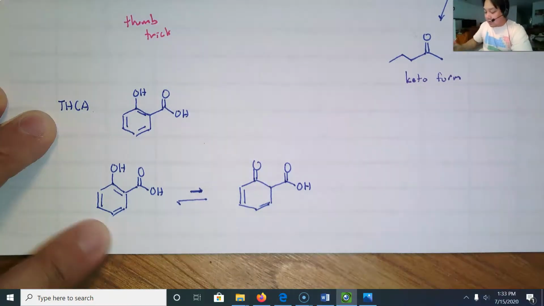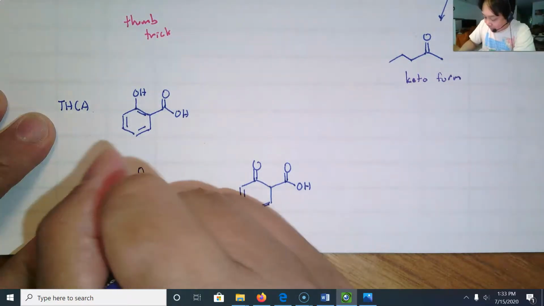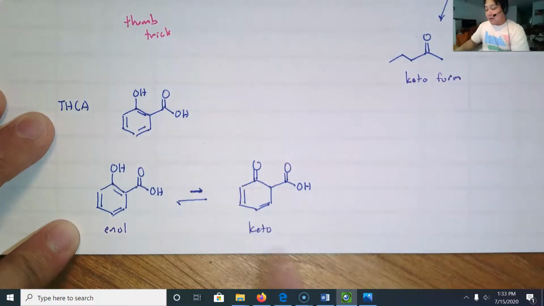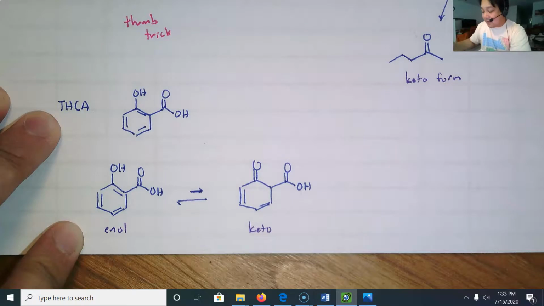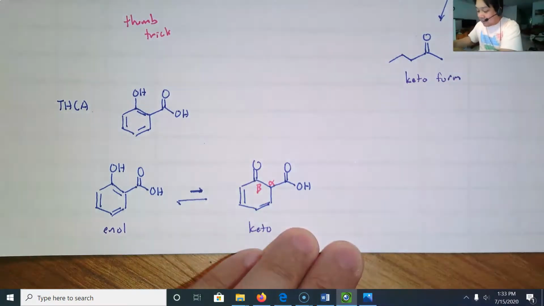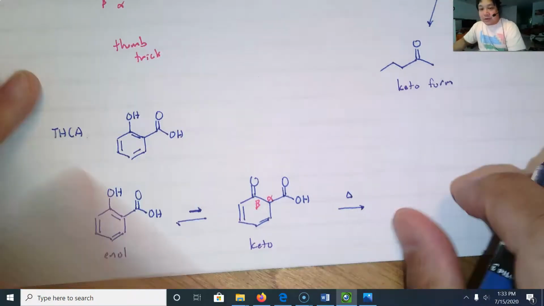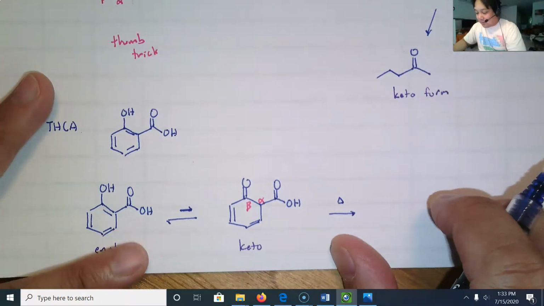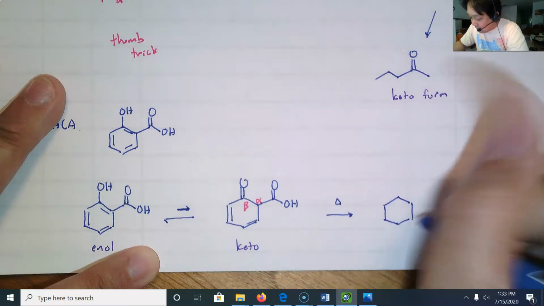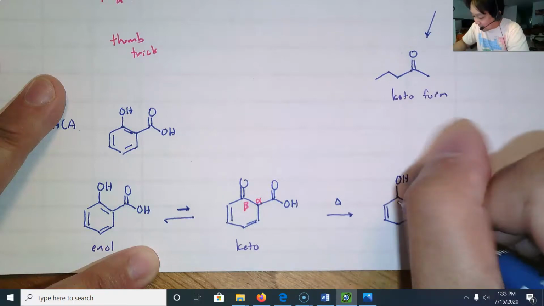Keto, enol, or in this case, enol and keto. That small percentage that does this, look what we made, alpha, beta, alpha, beta. Now we could do the decarboxylation. But when we do the decarboxylation, okay, I'm not going to draw the mechanism again, but remember the intermediate you get. You get this. Oh, this is perfect actually.